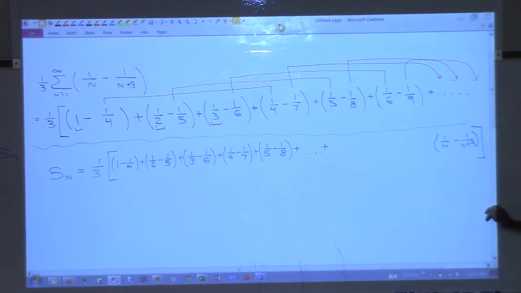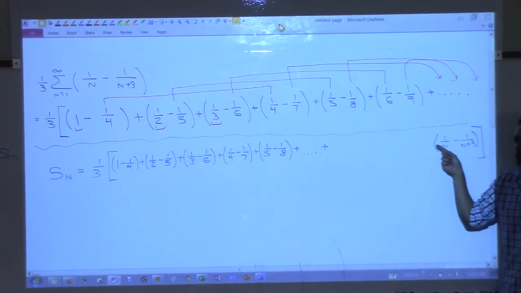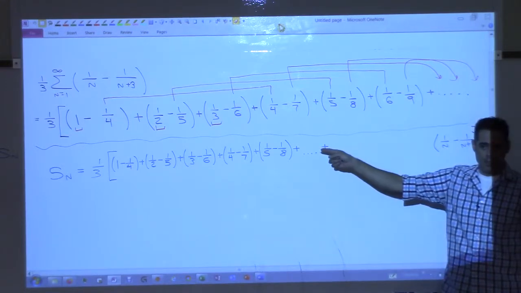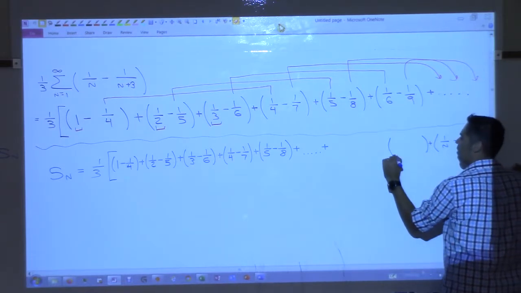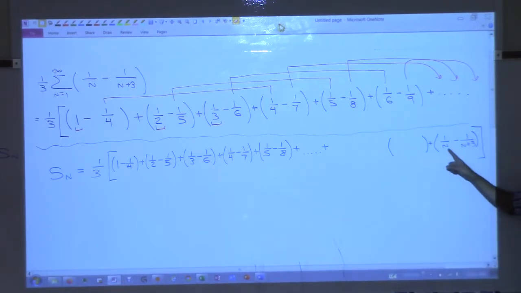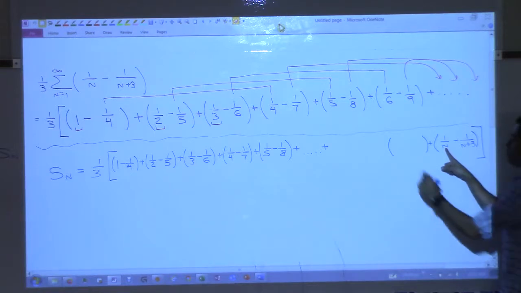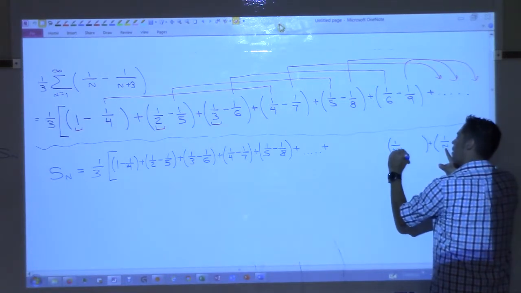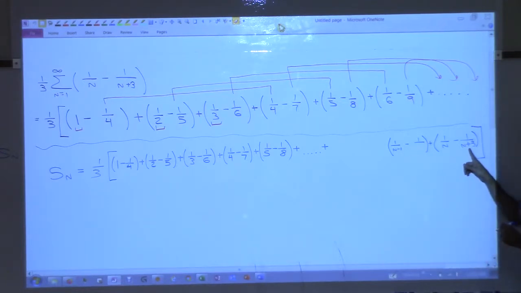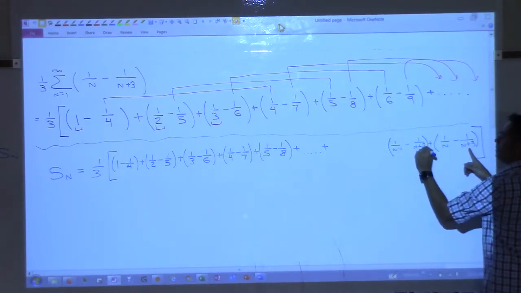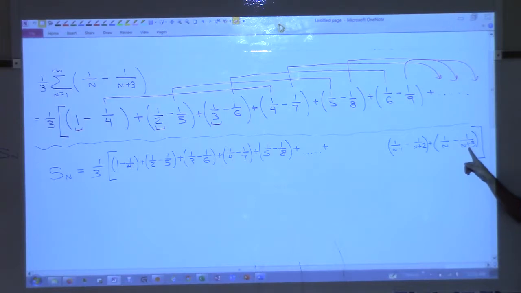I would like to write out the few that are in front of it. What is the one right in front of this one? 1 over n minus 1, it's one less than this, minus, and then I take 1 away from this, so 1 over n plus 2. n plus 3 take away 1 is n plus 2.